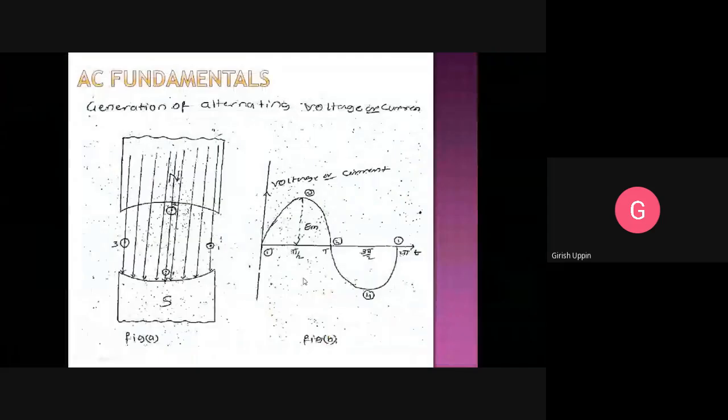So 50 hertz, what is the meaning of 50 hertz? Hertz is nothing but frequency, cycles per second. 50 cycles per second. What is the meaning for your household supply voltage? There are 50 such cycles per second. Means in 1 second, there are 50 cycles. That is the meaning.